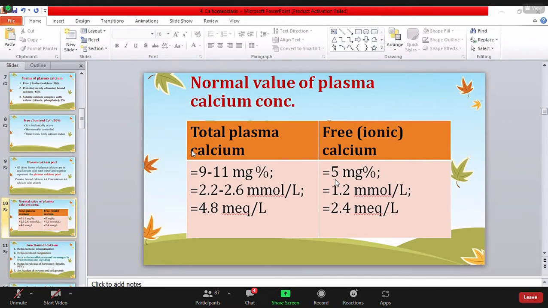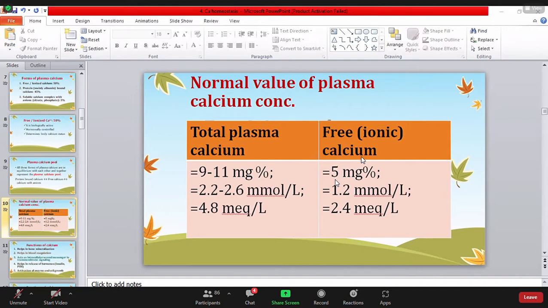Total plasma calcium concentration, 9 to 11 milligram per deciliter or milligram percent. As the free calcium or ionic calcium is 50% of total calcium, the values are 50% less than this total value. Free calcium is 5 milligram per deciliter. In millimole per liter, 1.2. In milliequivalent per liter, 2.4. Just half the value of total calcium, as free calcium is 50% of total calcium.